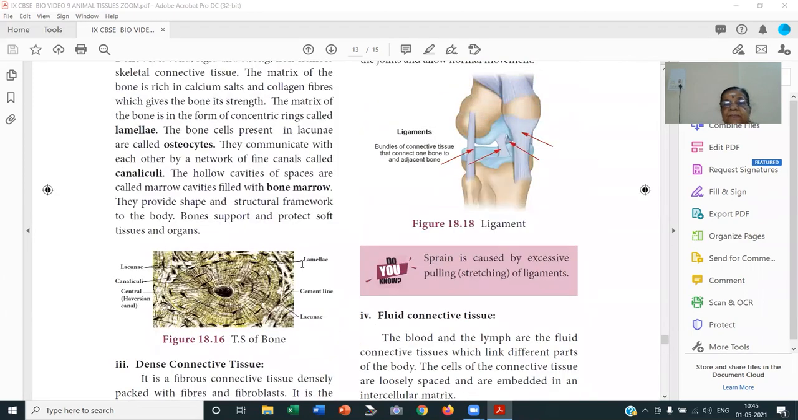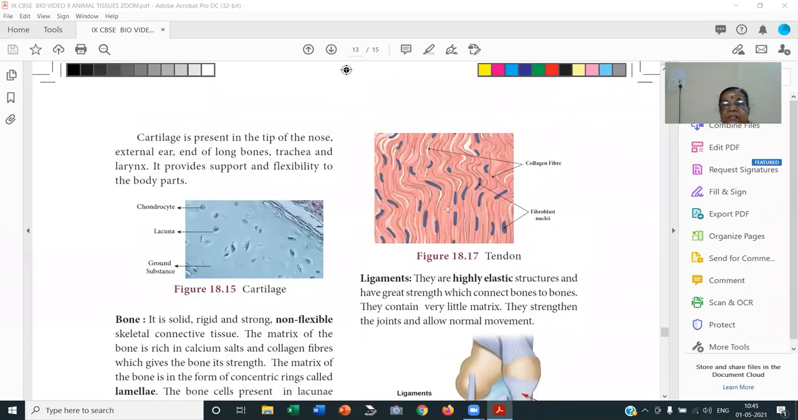I hope you understand. And then this is the diagram for the book. The pink ones are the collagen fibers, and the purple ones are the fibroblast nuclei.